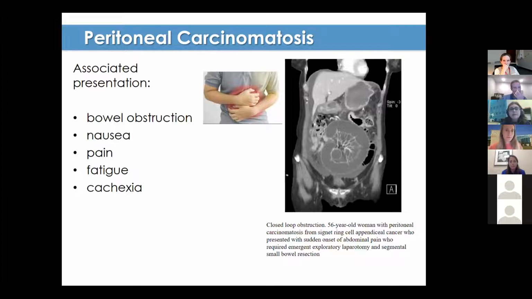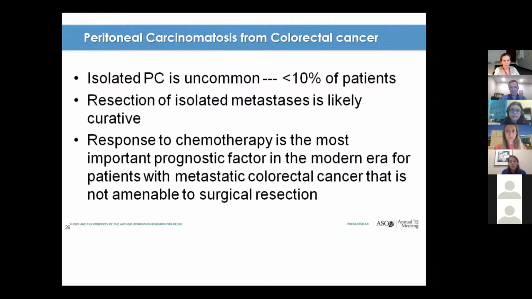Well, the associated presentation can be really devastating. Patients can have bowel obstruction. They can have, therefore, a significant amount of nausea, pain, fatigue, and cachexia. This is a picture from a paper from Dr. Lambert that showed a closed loop obstruction in a 56-year-old woman who had peritoneal carcinomatosis from a cancer that originated in the appendix. You can see that this patient had significant symptoms and had to undergo exploratory laparotomy and small bowel resection. So it can really affect the quality of life of the patients.